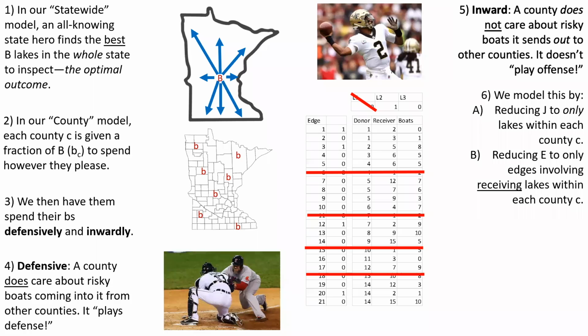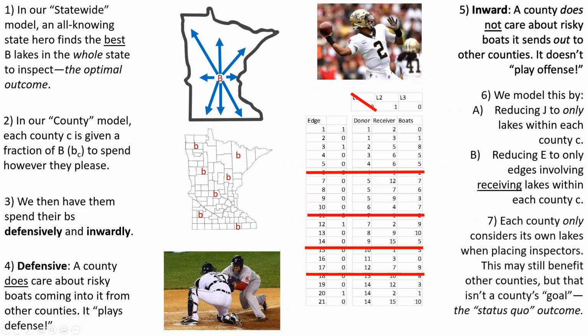We solve that problem then for every individual county separately, and then we add up the total number of boats we get at the end of doing that. So I want us to consider here that a county may still, for inward-facing reasons alone, choose to inspect a lake that sends a lot of risky boats out to other counties, which sounds offensive, right? And by doing that, it actually helps those other counties out.